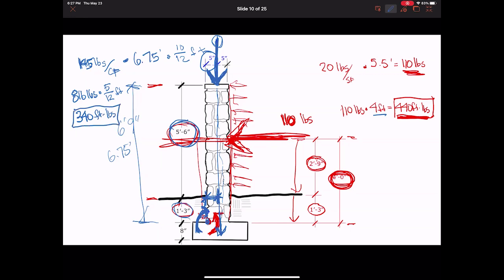So again, we want our blue to be bigger than our red to keep the whole thing stable, because the red's trying to push it over and the blue is resisting that. And our red is 440 foot pounds rather. That's how much force there is going this way, trying to tilt the whole thing over. And our blue is 340 foot pounds. That's how much force going the other way. So we don't even have to be told that we need a safety factor. Our red is bigger than our blue. So this is a wall that would need to be redesigned.